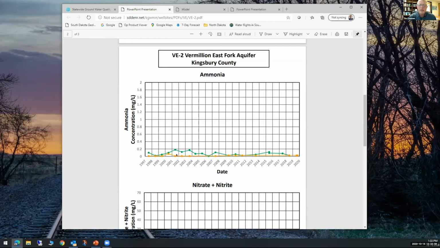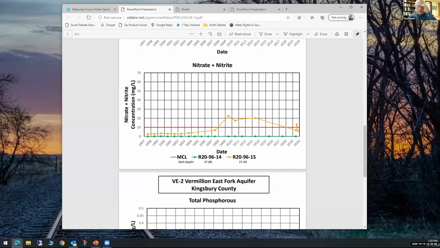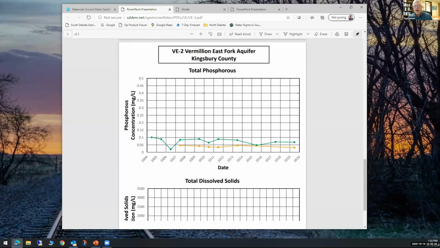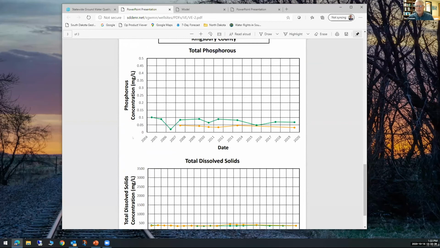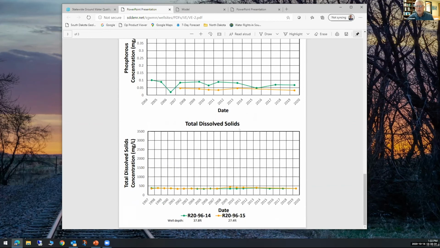You can see in both the deep and the shallow wells what the ammonia concentrations have been doing. You can see what the nitrate concentrations are doing. So you can see for the most part it's been low, but then it got kind of high starting around 2010. And now it's getting back down below 10 parts per million with the latest round of sampling we've been doing. You can see a graph of what the phosphorus concentrations have been doing there at that site. They've been staying relatively low. And also the total dissolved solids, which is a general indicator of the water quality of the aquifer, has also been staying pretty good, around 400 parts per million.